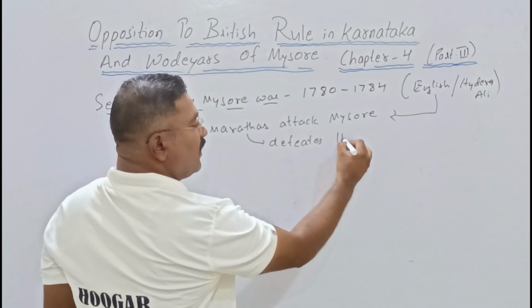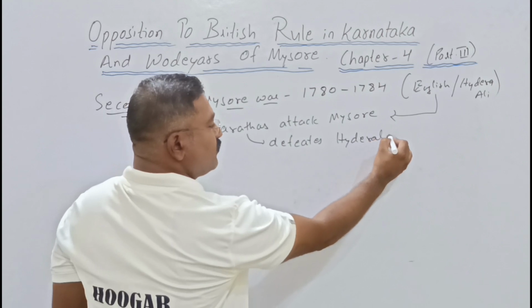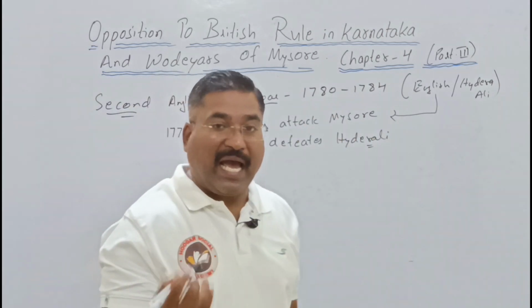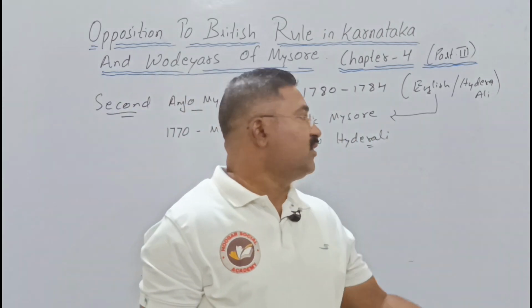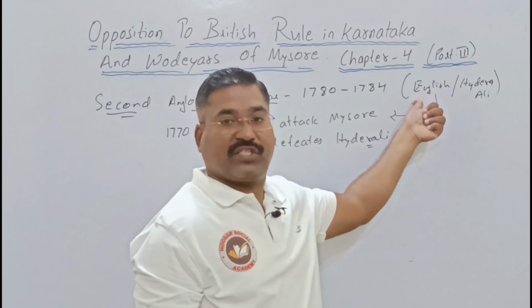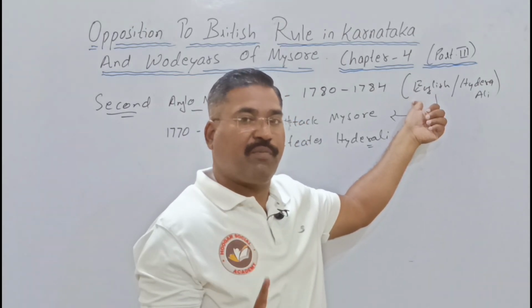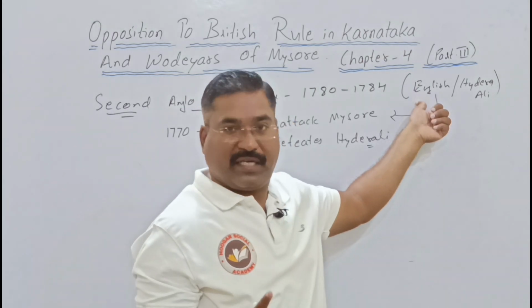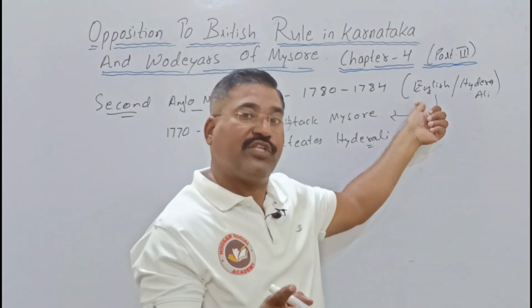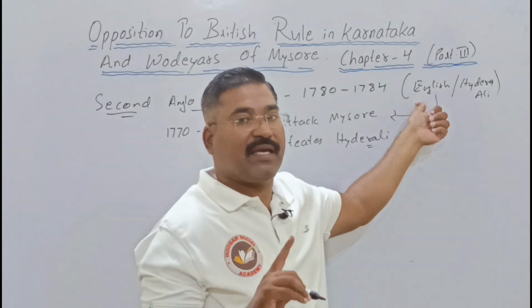This angered Hyder Ali against the English. The treaty which had been signed was broken by the British. The British wanted Hyder Ali to become weak, so they didn't come to help.